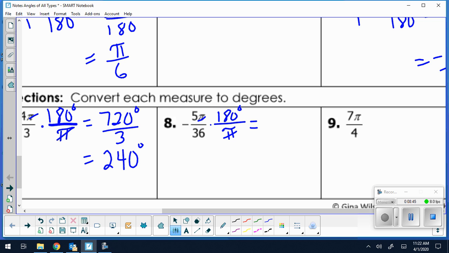So again, do the fraction multiplication however you want. For the sake of making sure everybody understands all the steps, I'm going to multiply across the top, across the bottom, and then do that division and get 25. So the math stays the same with the negative there. Remember, the negative just means I'm going clockwise instead of counterclockwise. You're going to do number 9 in the assignment, and that is it for converting with radians.